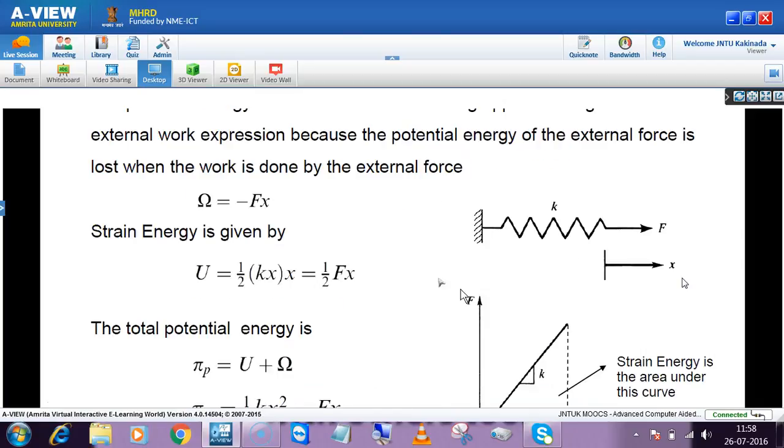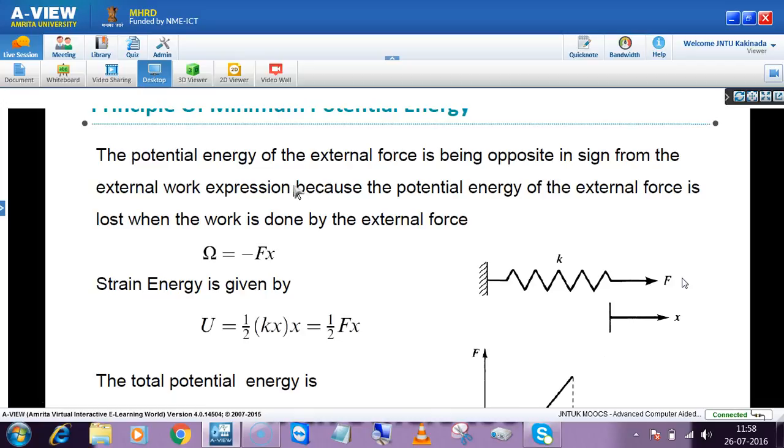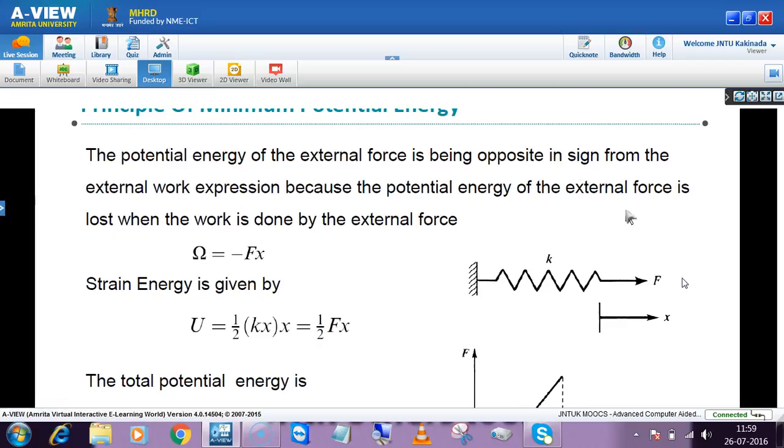So let us understand the simple spring problem, the same spring problem. First we need to identify the internal strain energy and the potential energy caused by the external force. There are two things here, right? First let us calculate the strain energy. The potential energy of the external force is lost when work is done by the external force, so we need to account for it as minus fx.